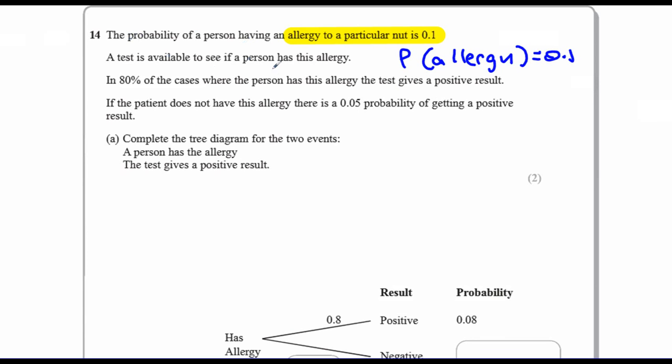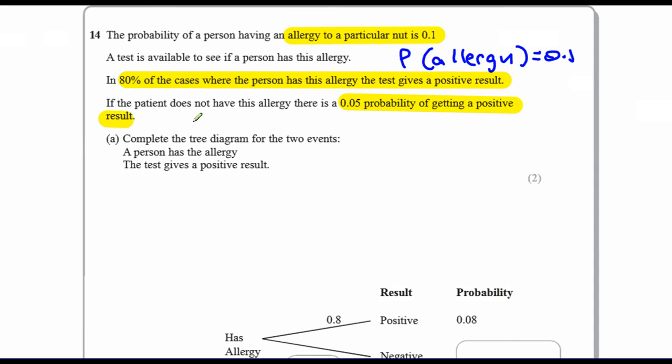A test is available to see if someone has the allergy. That's good. However, the test isn't perfect. I know that because in 80% of the cases it gives a positive result. Now if it was perfect, it would give everyone a positive result who actually had the allergy. But there's some people who get missed out on the diagnosis here.